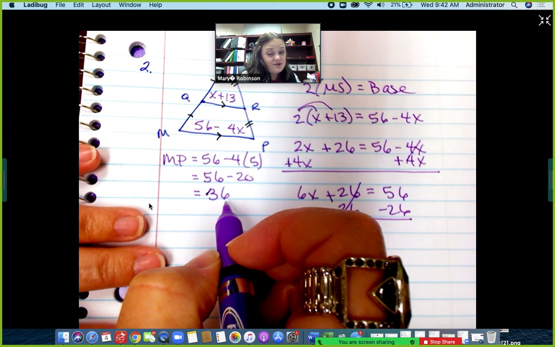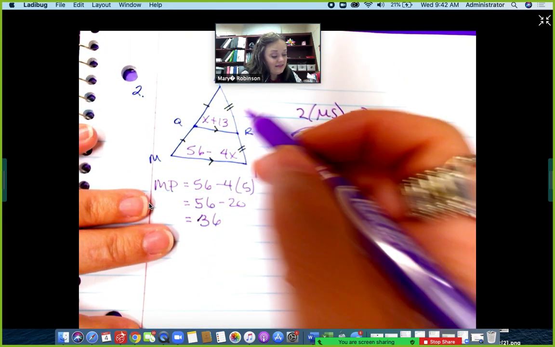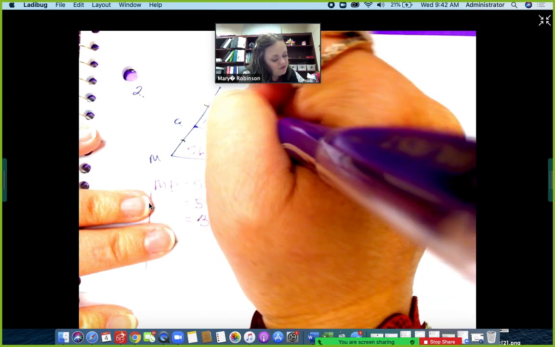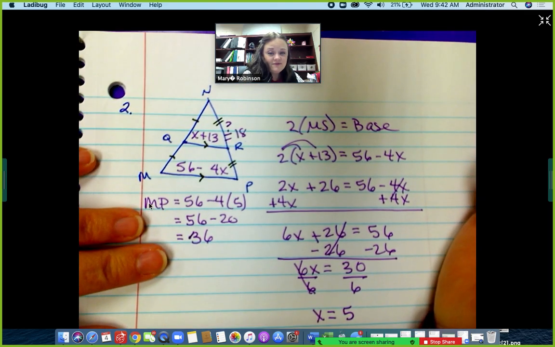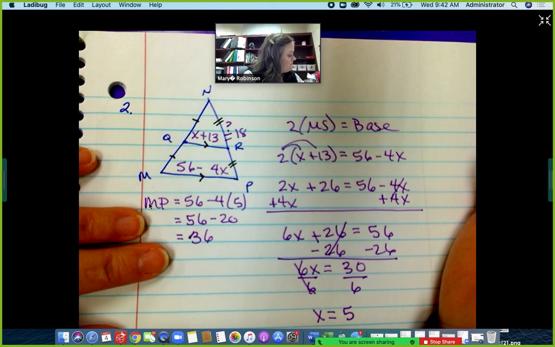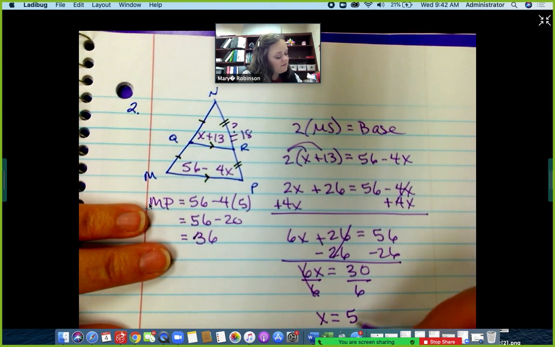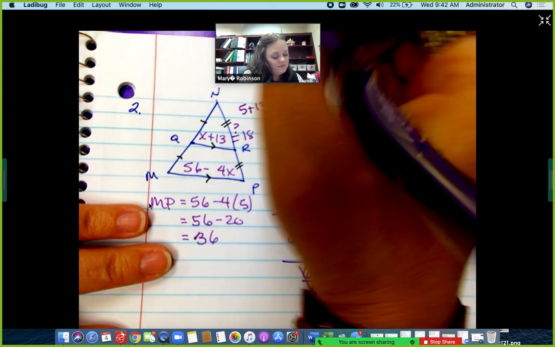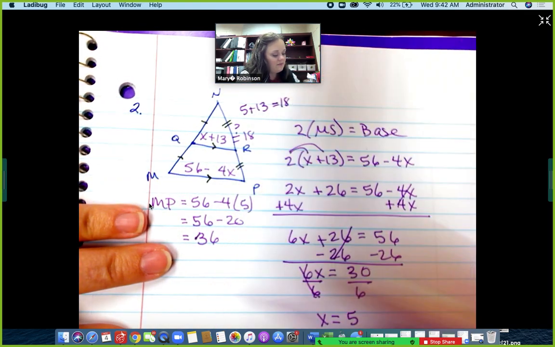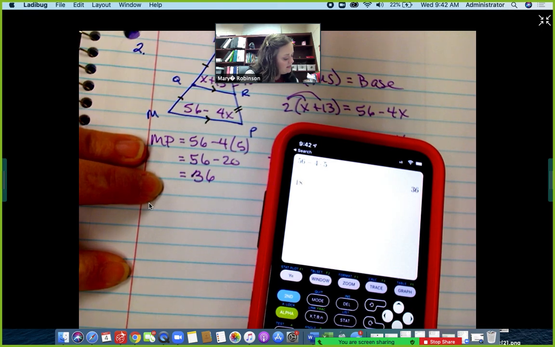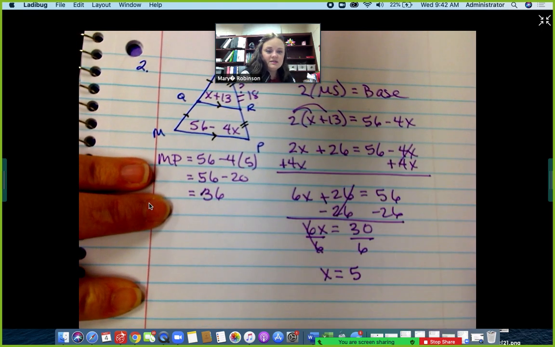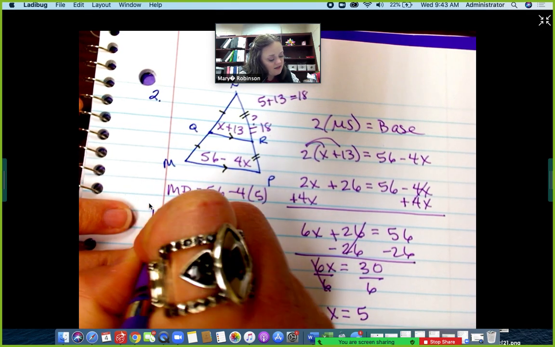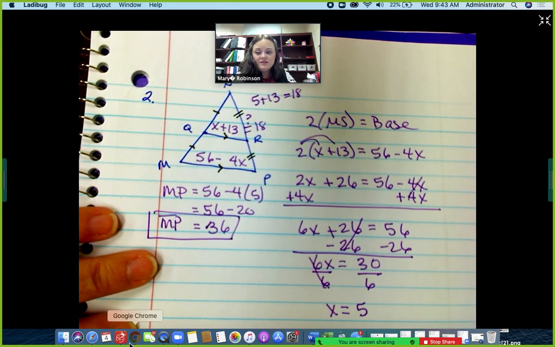Now, if this is correct, that means that this should be 18. So let's see. Is that true? Is this equal to 18? Because half of 36 is 18. So if I plug in my 5, then I've got 5 plus 13. Yep, and it does equal 18. So that makes sense because 18 times 2 is 36. So MP, which is what they asked me to find, has a value of 36.